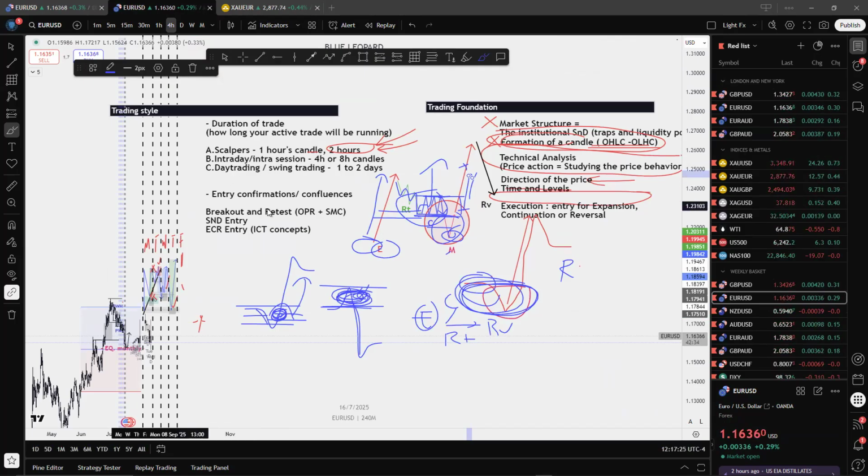Okay? And engulfing here is an entry style. S&D is an entry style. Breakout and retest is an entry style. We will base everything on market structure and understanding of the formation of the candle. Okay, I will teach you everything I know about price action. Okay, so you can know the direction, find the time and level, and execute to catch this expansion.